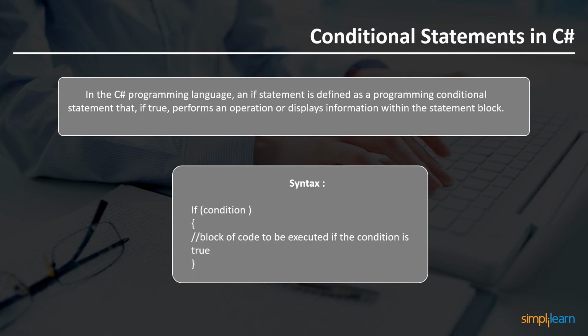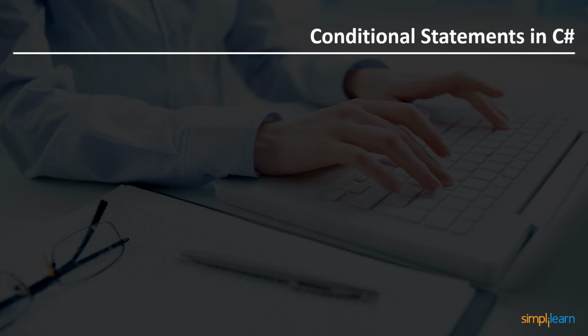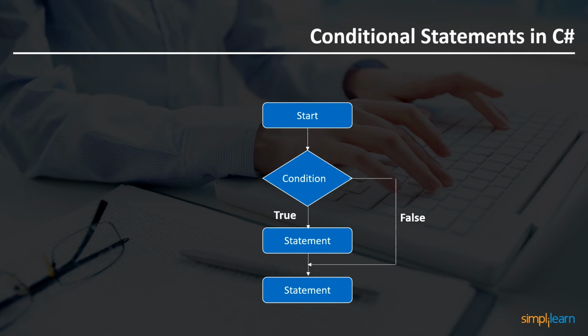We will begin with the if condition statement. In C# programming language, an if statement is a conditional statement that, if true, performs an operation or displays information within the statement block. If the condition is true, only then will the block of code be executed. The flow diagram of the if statement is as shown below. First, we begin at the start, and there is a condition. If the condition is true, the following statement will be executed.